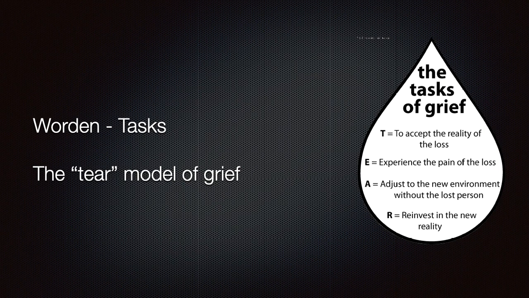Like I said, it's referred to as the tier model, which makes it easier to remember. So the tasks of grief include to accept the reality of the loss, to experience the pain. Experience also means expression, so the E's fit together with that. Adjusting to the new environment without the person in it. And then the last thing is to reinvest in the new reality. So that's the framework that we're going to run this from.